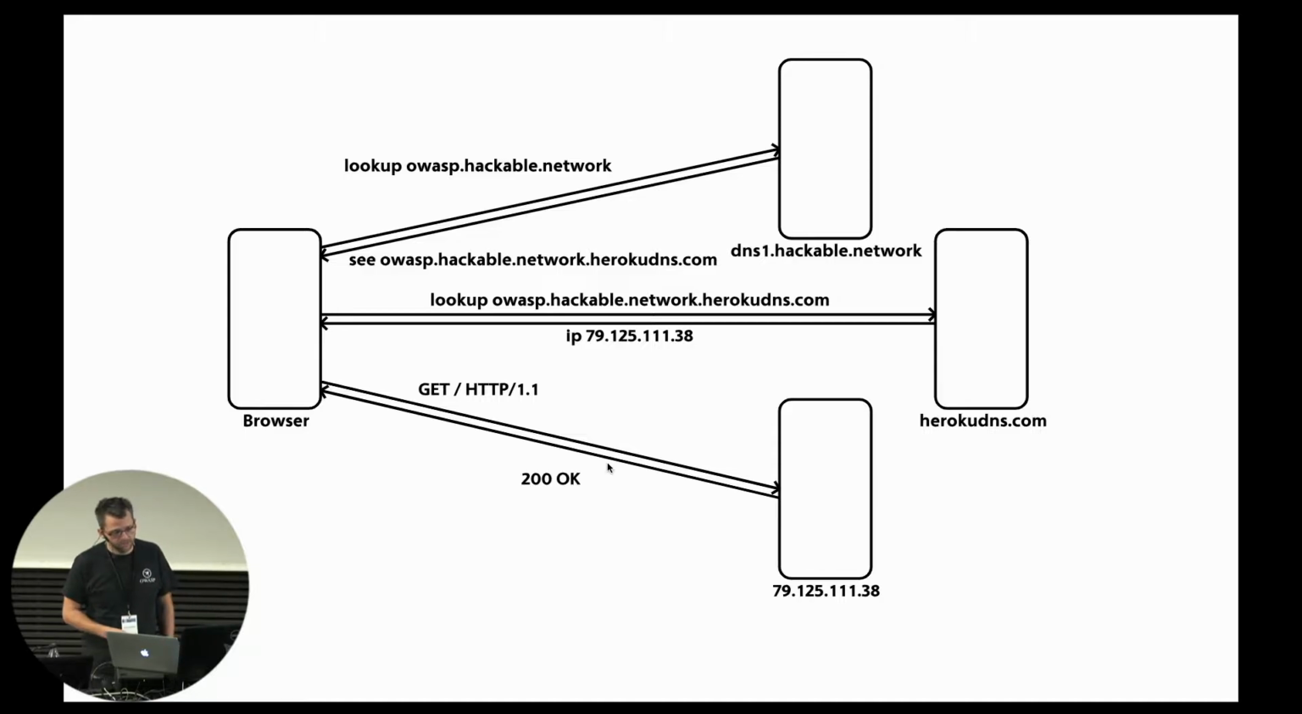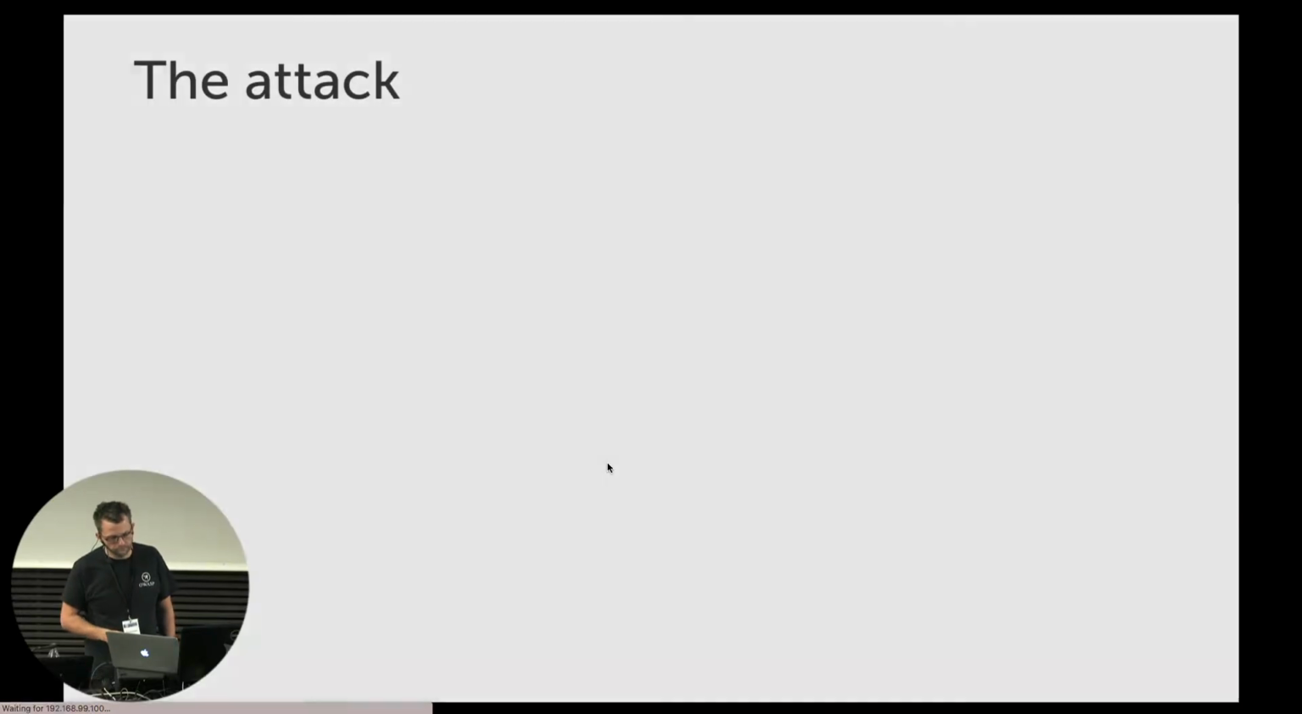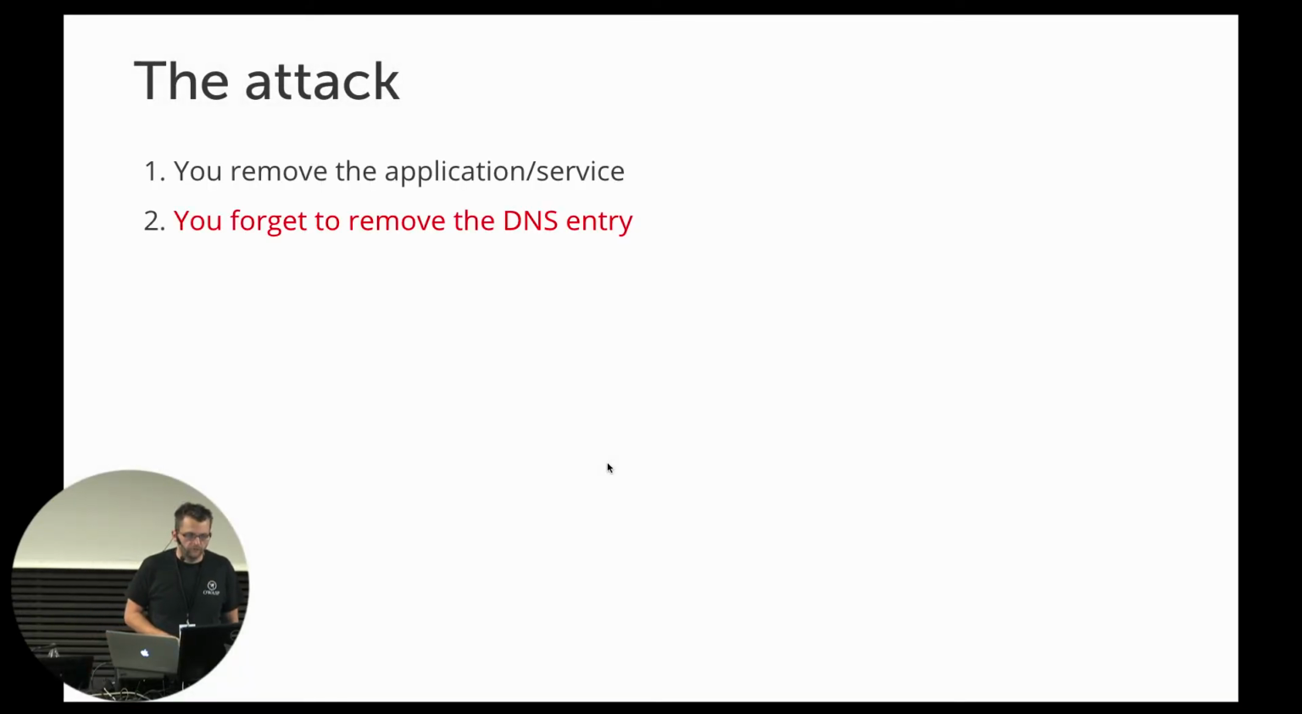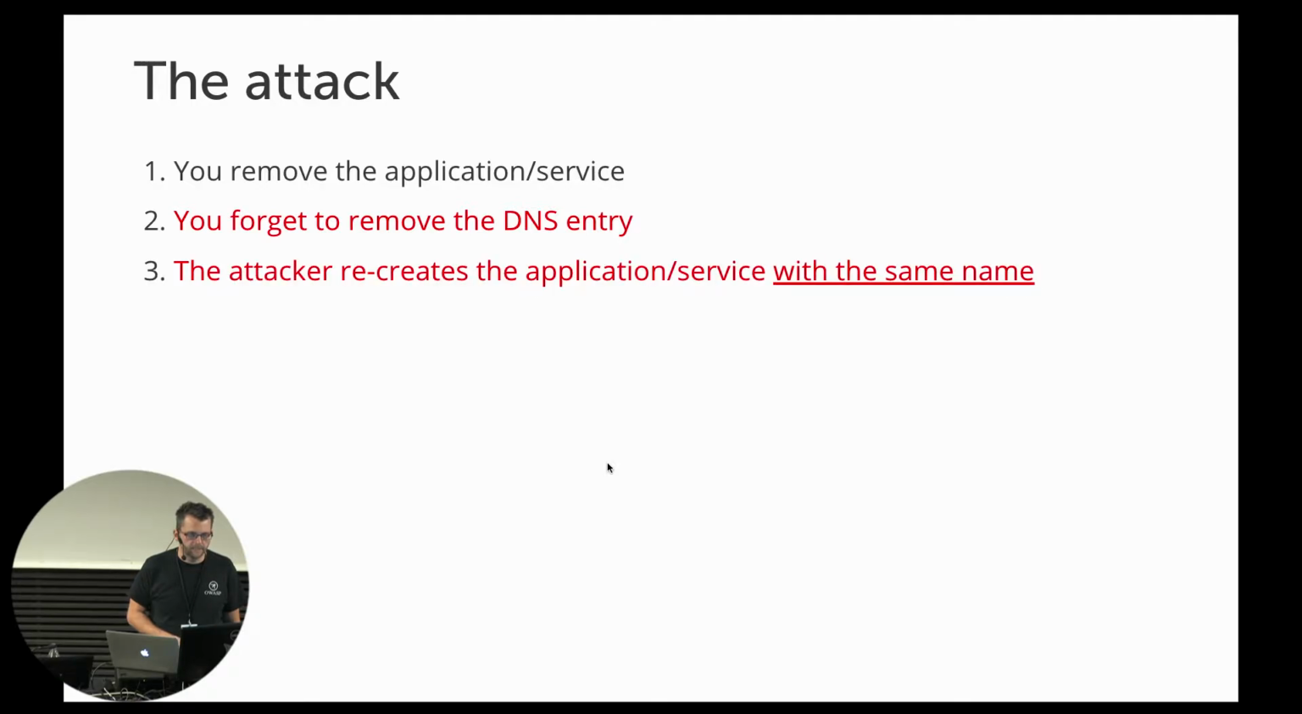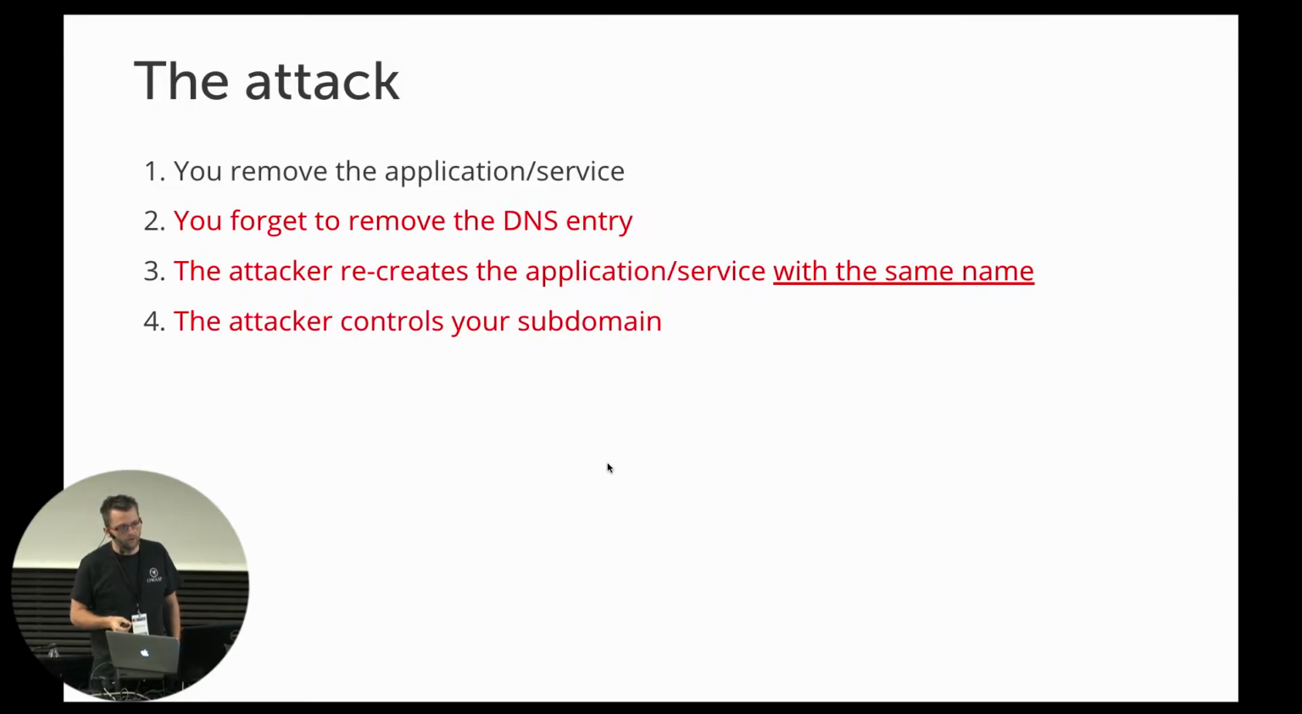The problem is maybe this little application that we created over at Heroku was something we didn't intend to keep. So we used it for some time, and then we removed it. We went in and we deleted it. But we forgot to update the DNS. So the attacker can now go in and create a new application with the same name. And they will now own our subdomain.